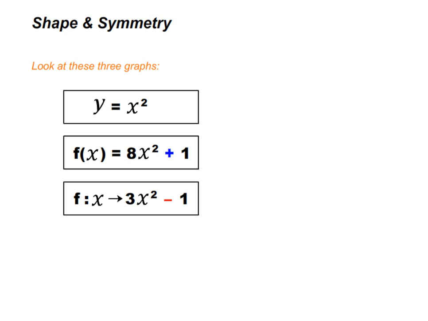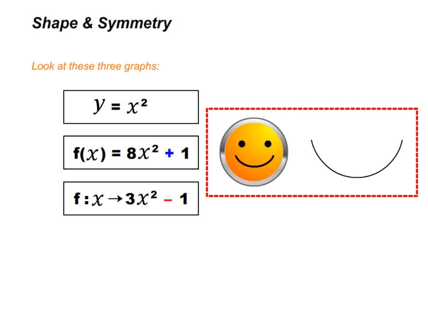Look at these three graphs. In each case, look at the sign of the number next to x squared. Look at this equation. And this equation is y is equal to x squared. In this case, the number next to x squared is positive 1, which is positive. Look at the second and third equations. The graph will have a smiling face.